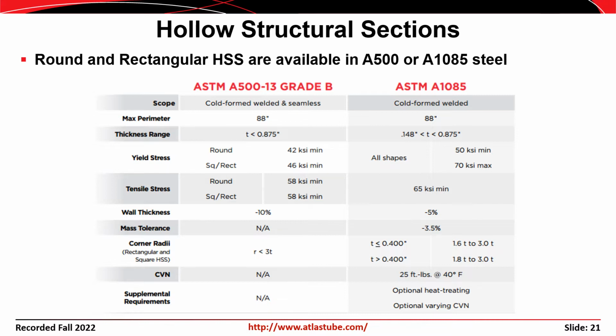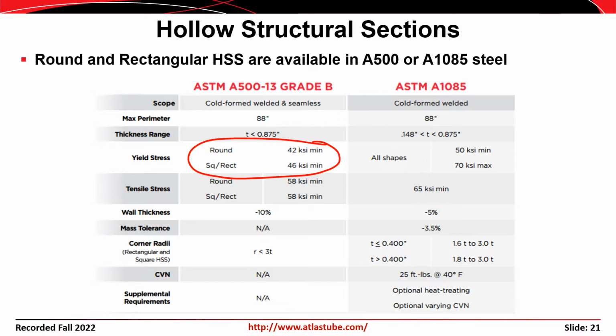Basically, the grade here on the left, A500, had two different yield stresses for the steel. It had a 42 KSI yield for rounds. It had a 46 KSI yield for square and rectangular sections. That was kind of a pain to keep track of, and it also created an incongruity when you would look at W shapes that are made out of grade 50 steel versus tubes that were made out of 42 or 46 KSI steel.